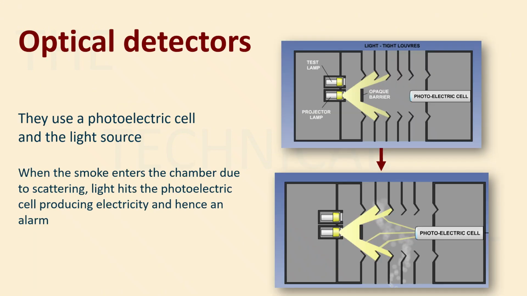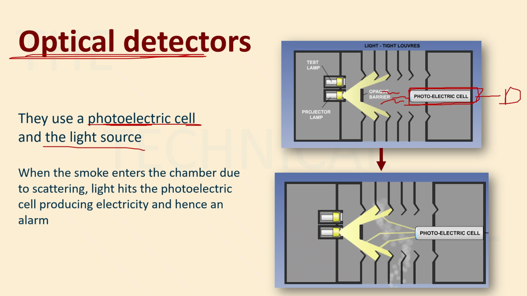So let's see the optical detectors first. What are optical detectors? They use a photoelectric cell and a light source. So this is a very simple kind of working it has. See, this is a photoelectric cell. What are photoelectric cells? They are cells which produce electricity whenever we throw light on them. So if I have a cell and I put some light on it, then it will generate electricity, right? So these are known as your photoelectric cells, right?